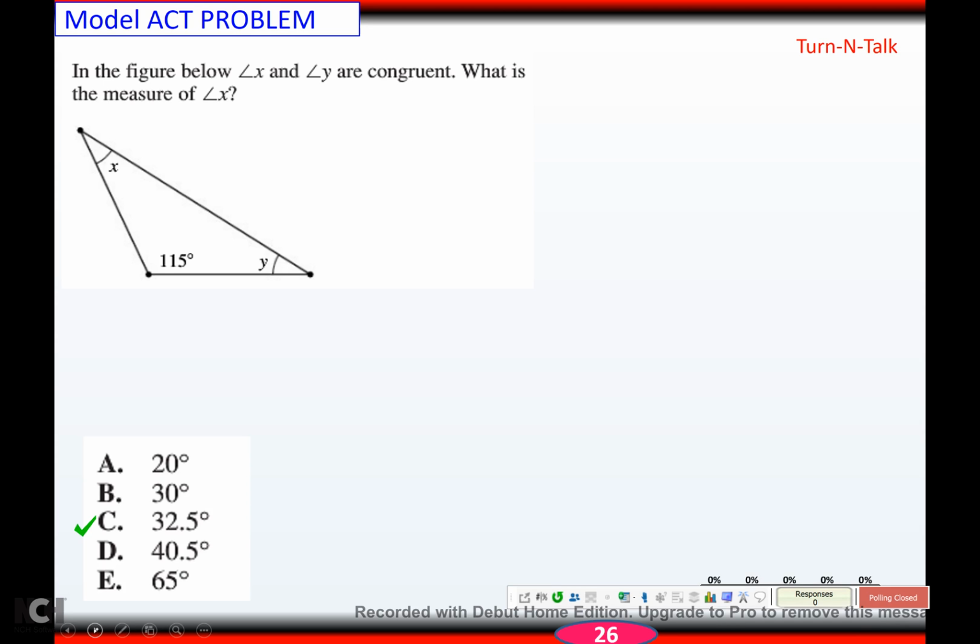And hopefully you got C. It says in the figure below, x and y are congruent, which means they're the same angle. They have the same measurement. What is the measure of angle x?